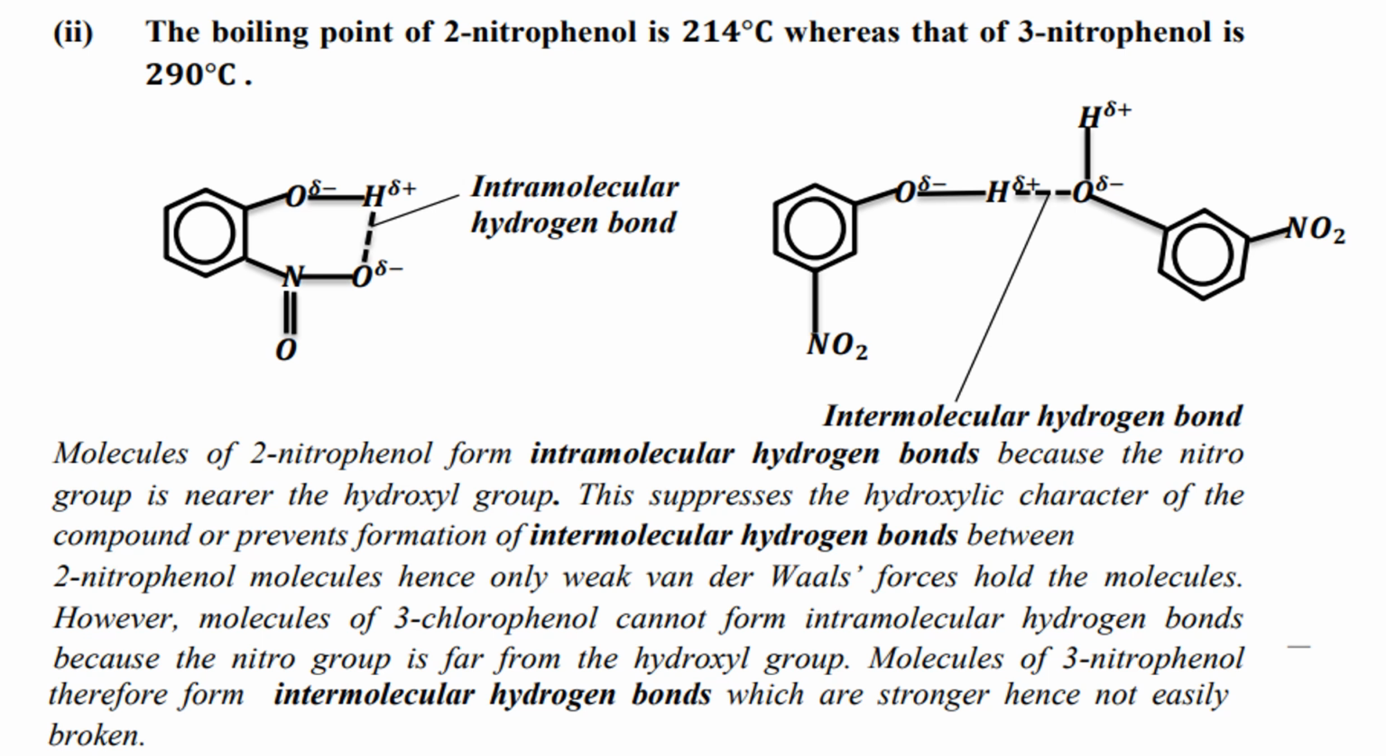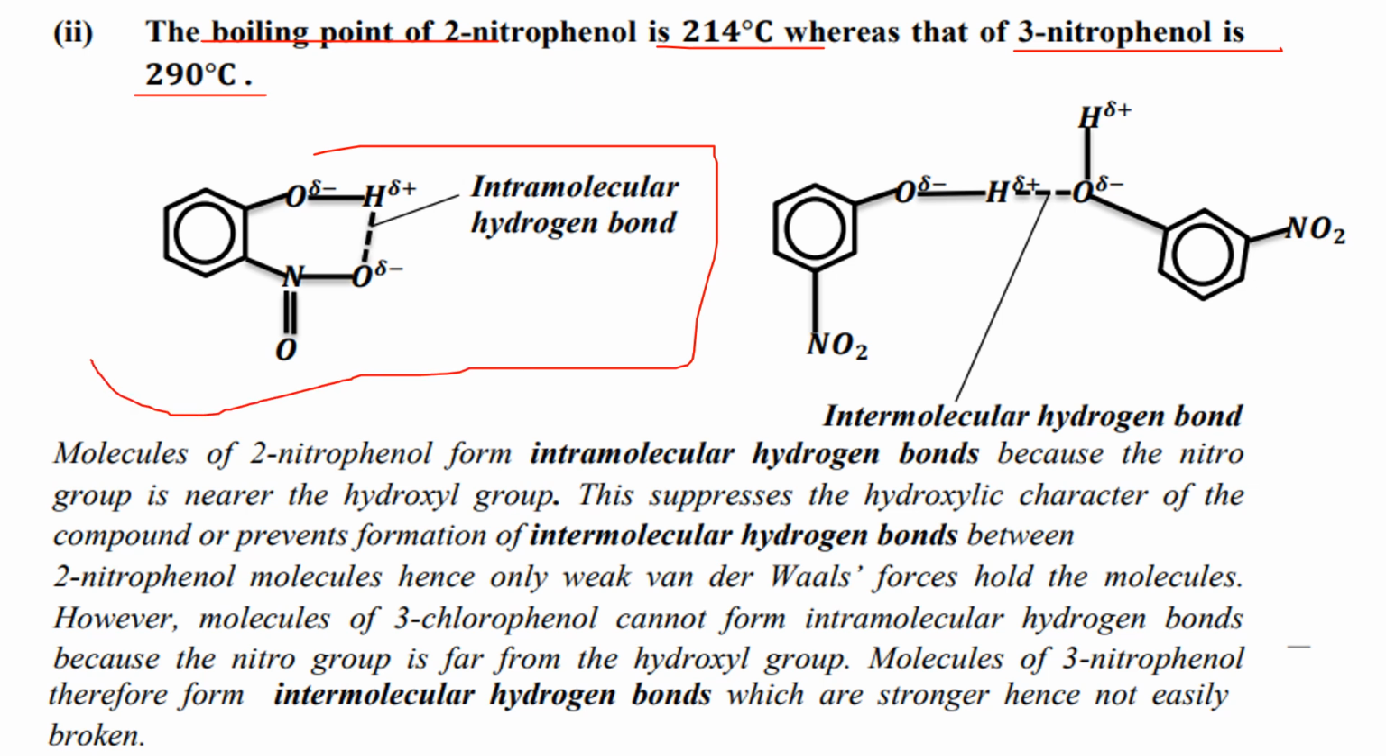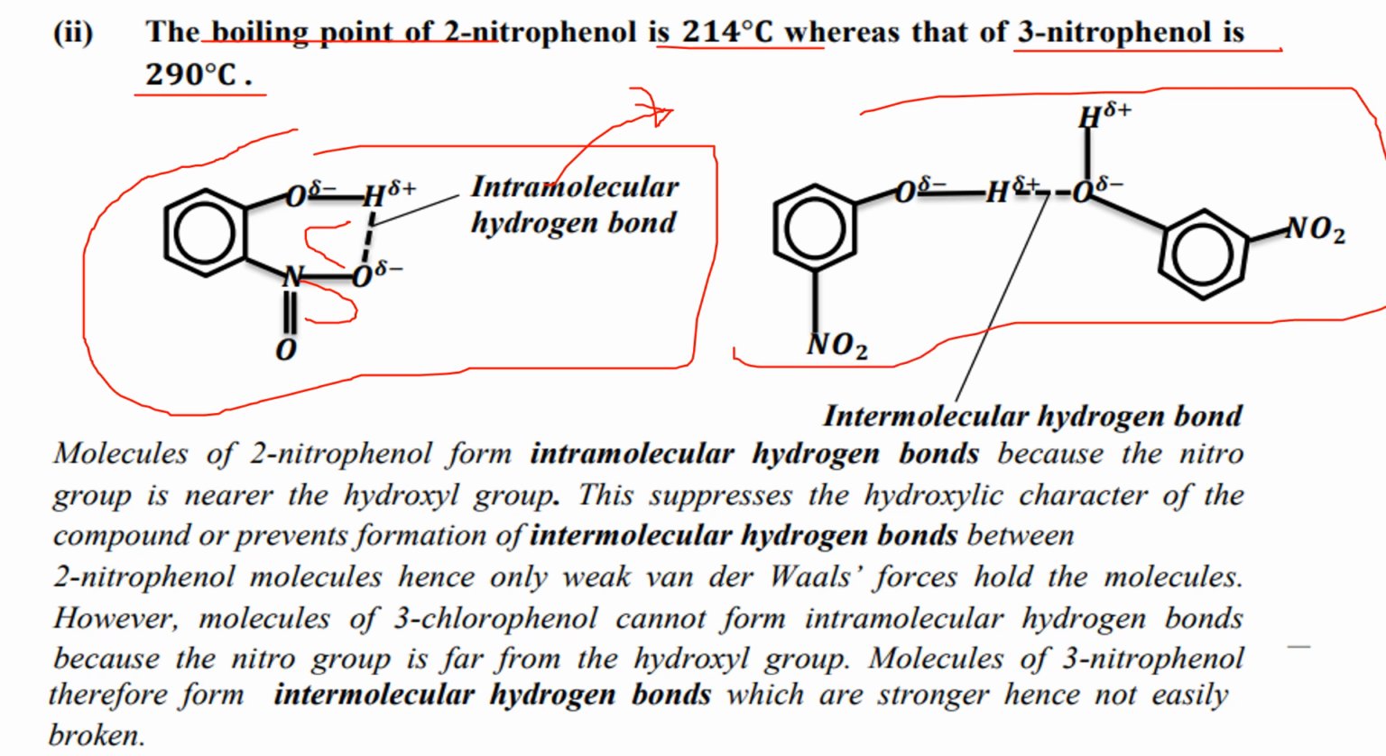Now the same explanation is going to apply to the next question, though we are going to go over it quickly since we have already introduced the concept. We're going to say that the boiling point of 2-nitrophenol is 214 degrees Celsius, whereas that of 3-nitrophenol is 290 degrees Celsius. So we draw the structures. For 2-nitrophenol, the nitro group is close to the hydroxyl group. So the two form what we call intramolecular hydrogen bonds, which is the type of hydrogen bond formed within a single molecule. But intermolecular hydrogen bonds are formed between two different molecules.